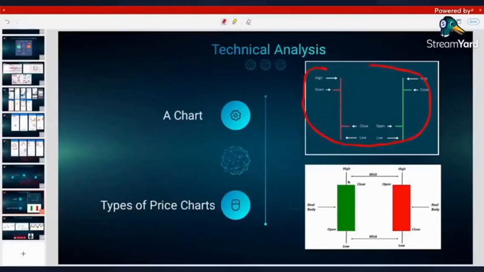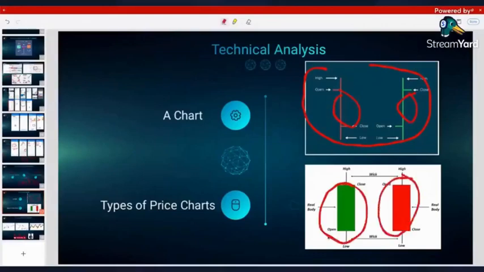bar charts. Bar chart and candlestick are very similar, as we can see here. But the candlestick is the most preferred because it's easier to understand. We have almost the same explanation: the high, open, close, low, just as in the case of the candlestick. But here, there's no body, which makes this one hard to visualize. The body here makes visualization easy.